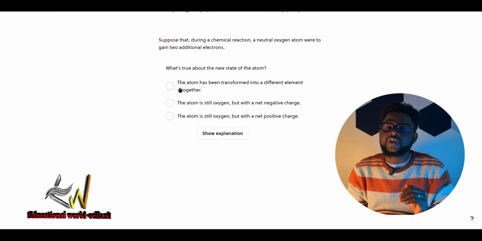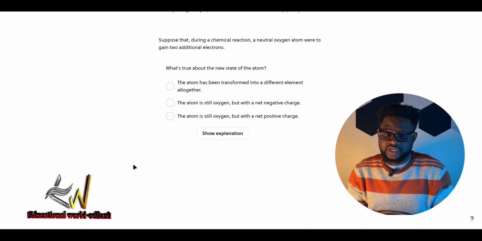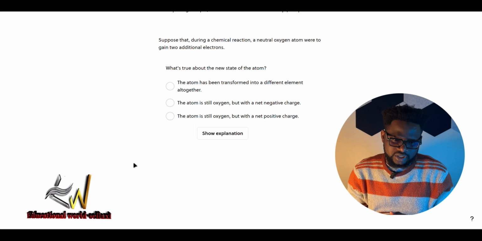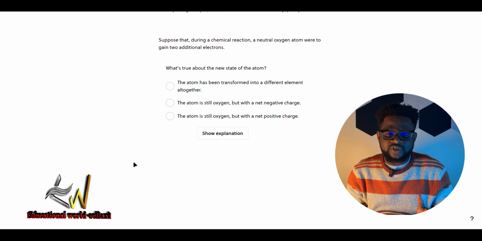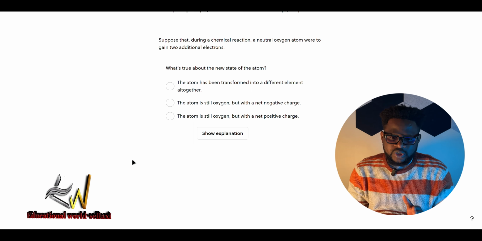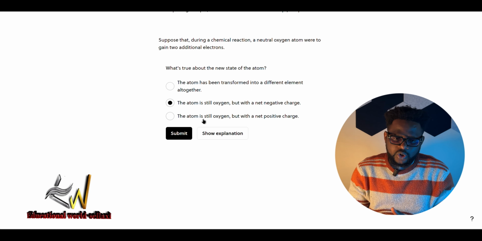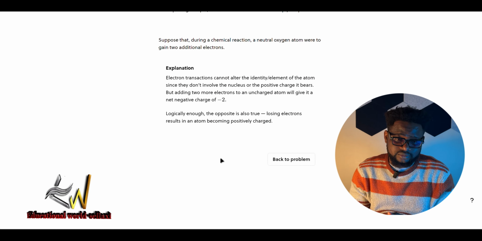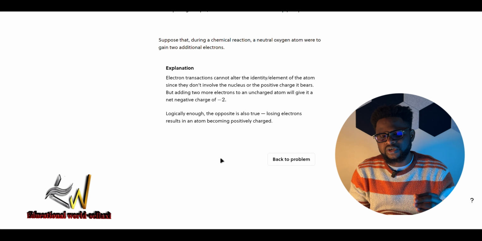Suppose that during a chemical reaction, a neutral oxygen atom were to gain 2 additional electrons. Now, let's look at this question. What's true about the new state of the atom? You have so many options there. What do you think? The atom has been transformed into a different element, the atom is still oxygen but with a net negative charge, or the atom is still oxygen but with a net positive charge. So the answer there is the second one. The atom is still oxygen but with a net negative charge because it has gained 2 extra electrons.